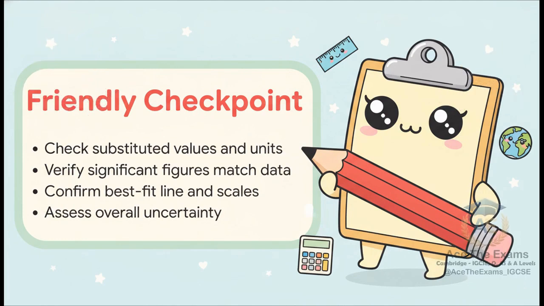Whenever you finish a calculation or a graph, your final step must always be verifying these exact details. Check your substituted values and make sure the correct units are actually there. Verify your significant figures perfectly match the raw data. Confirm your best fit line is balanced and that your graph scales occupy at least half the page. And finally, assess the overall uncertainty and just ask yourself, is this number actually reasonable in the real world? Doing this guarantees your math perfectly aligns with the physics reality.